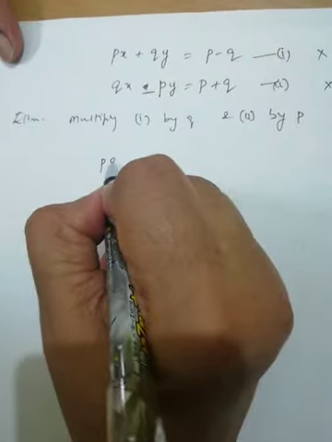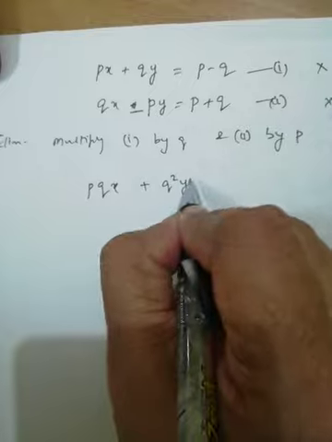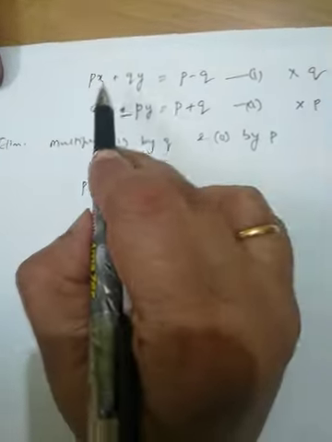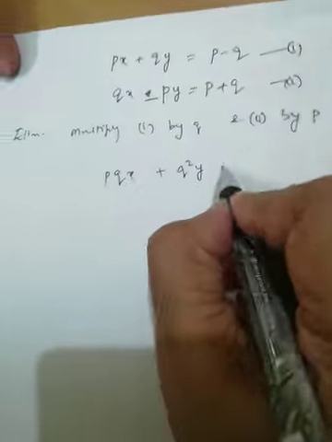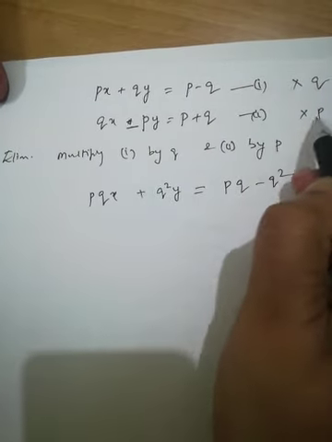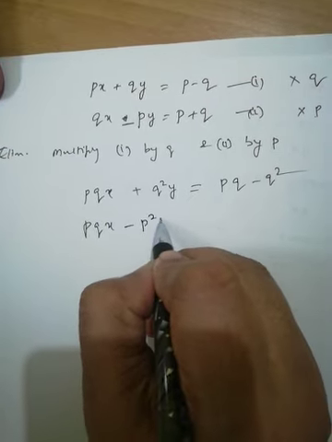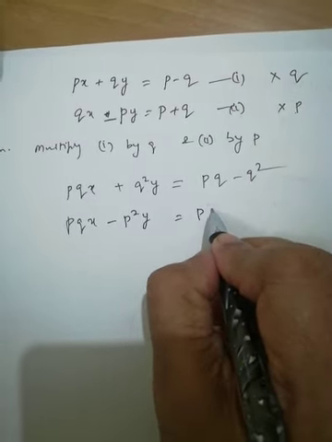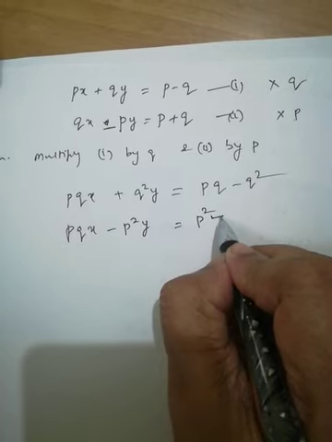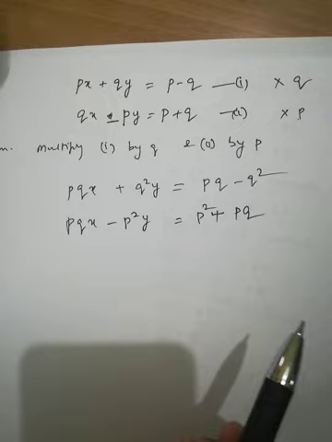So what will happen, this will become PQx. Be very careful, Q square y, because Q into Q, everything you have to multiply, left hand side as well as right hand side, each and every term. P into Q minus Q square. P when you multiply, you get PQx, P square y, P square plus PQ. Right? Now the coefficient of x has become equal.